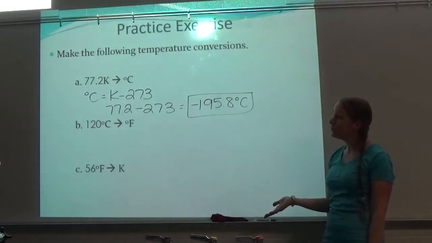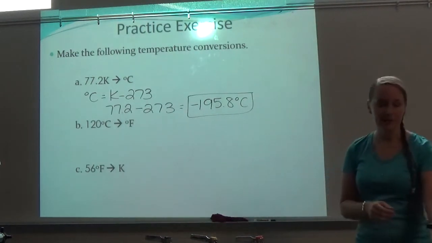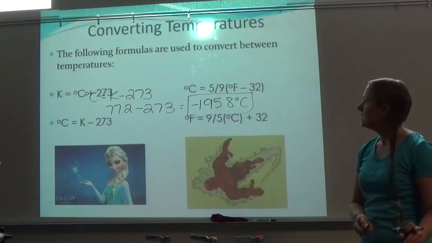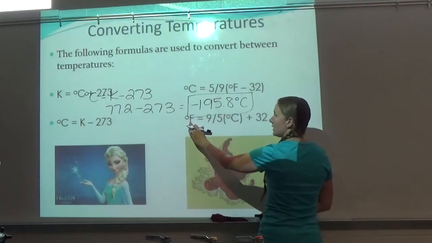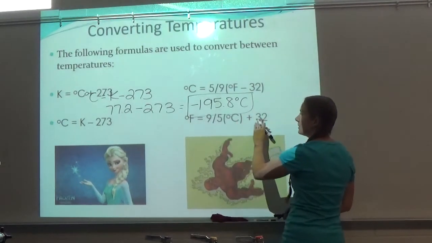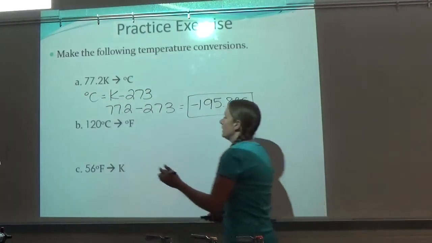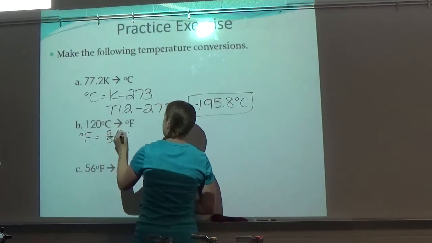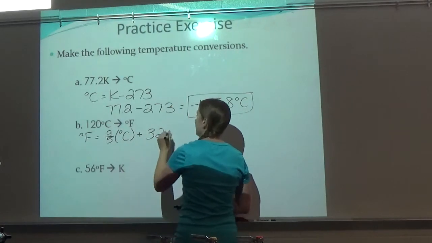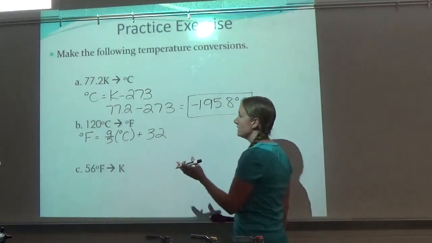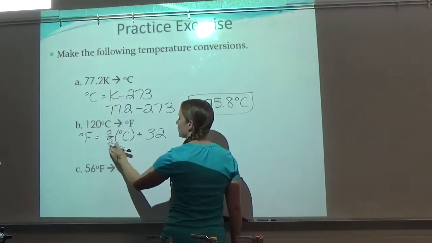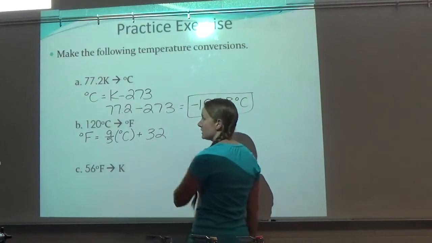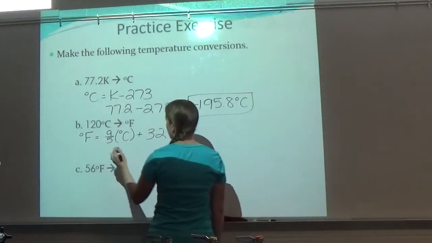All right, so let's look at our next one. We have 120 degrees Celsius. We want to know Fahrenheit. Why we would want to know Fahrenheit, I have no idea, because it doesn't make any sense. So Fahrenheit is 9/5 Celsius plus 32. Make sure you're following your order of operations, because we're going to multiply this fraction times Celsius first and then add the 32. You can't do Celsius plus 32 and then multiply or you get the wrong answer.